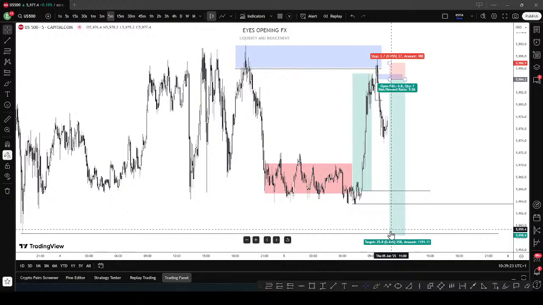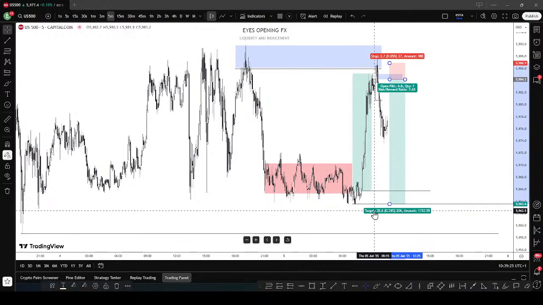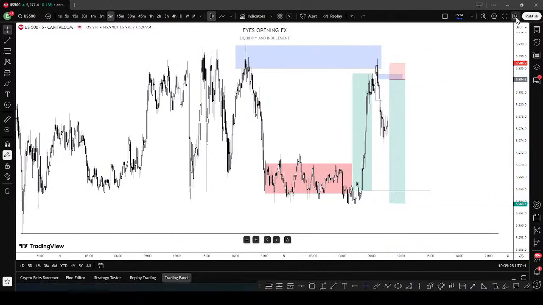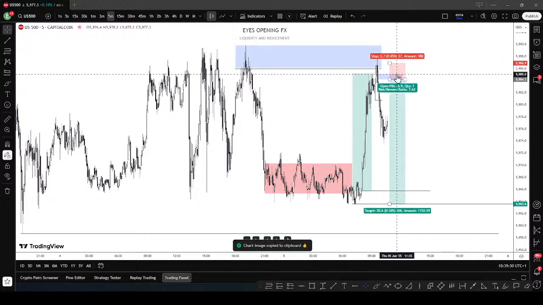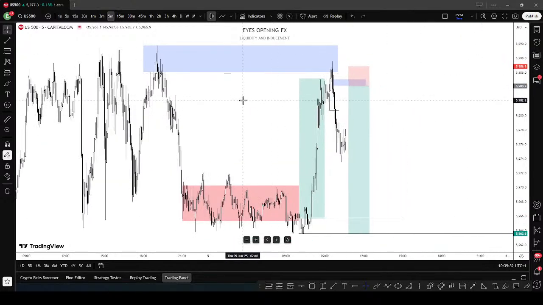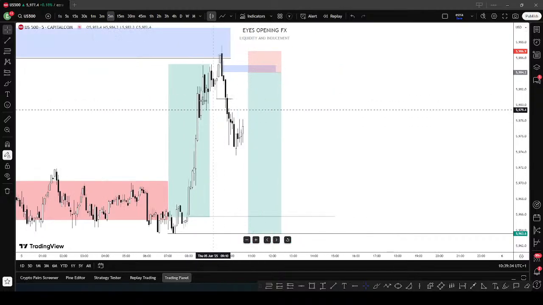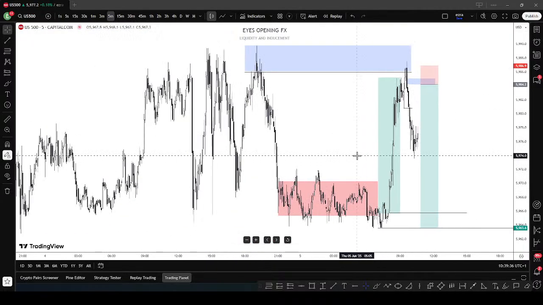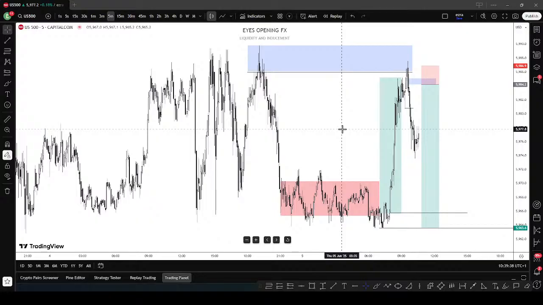Let me download this image. Okay, so that is just it. And since today is Thursday, our live session today won't last very much. So this is what I expect of price for a sell program on this US 500.